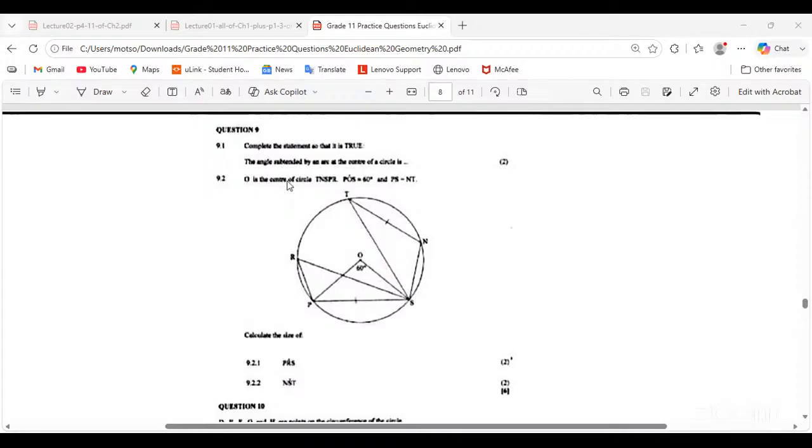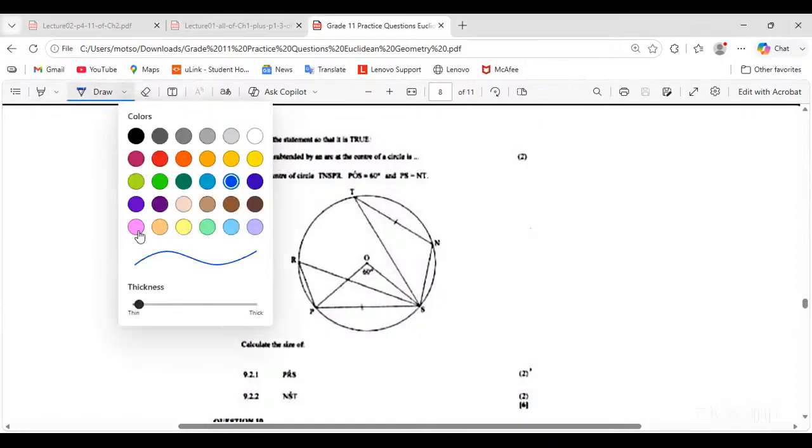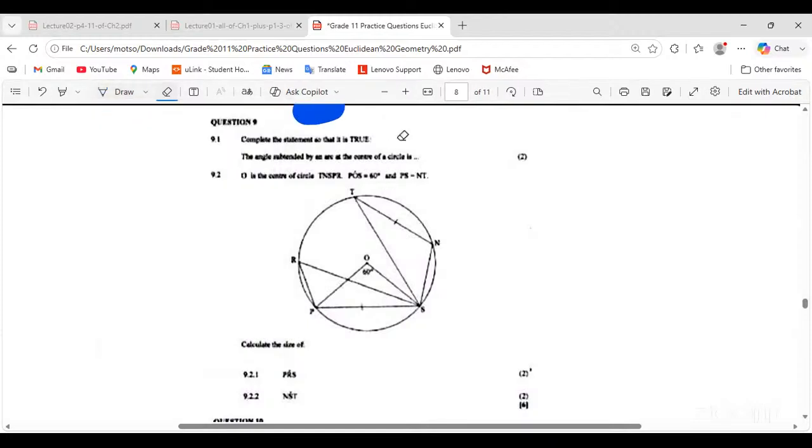So we will be doing this problem that is here right on the screen, question 9. So 9.1 says to us, complete the statement so that it is true. The portion of the statement that we are given says, the angle subtended by an arc of a circle is.